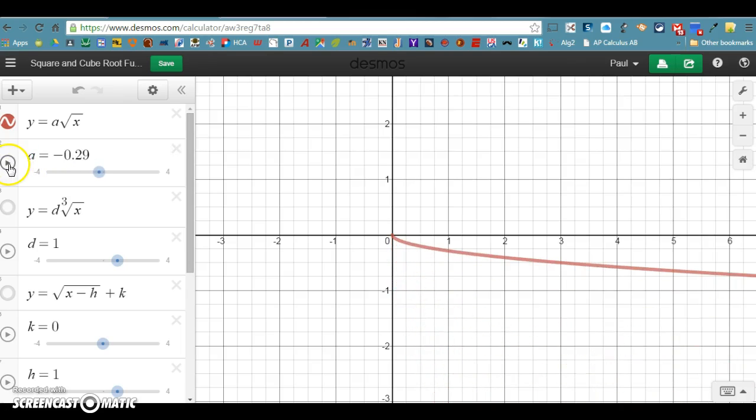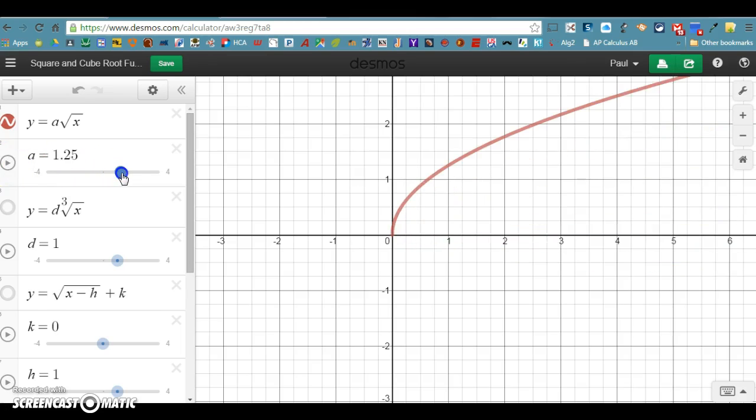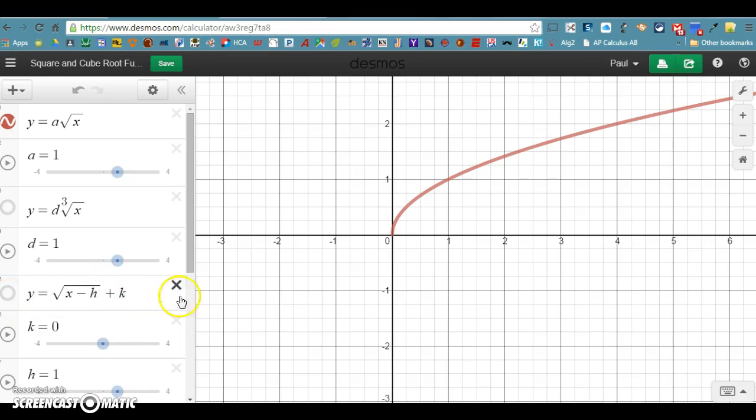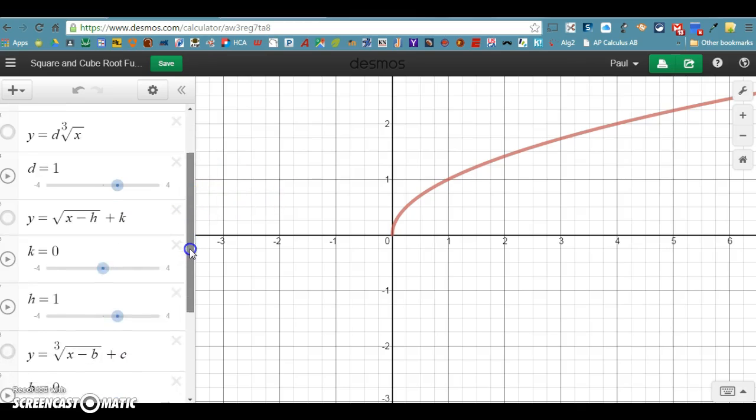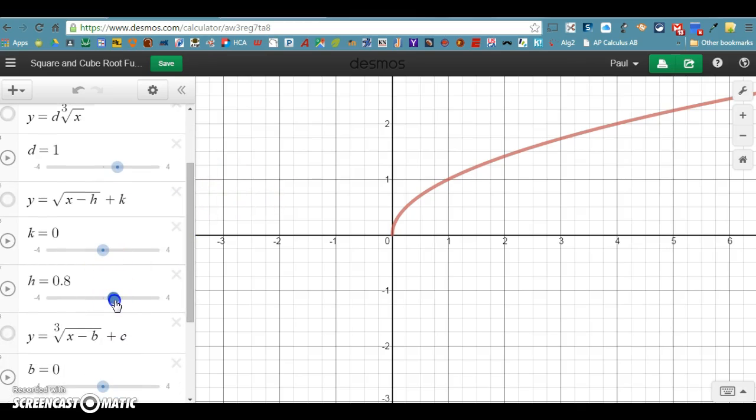Now, after we mess with this a little bit, we're going to put this back to 1, the initial value, just to see what it looks like. Down here, I have y equals the square root of x minus h, plus k. I'm going to set h equal to 0 and k equal to 0 right now. You'll notice I have two sides. h is inside the square root symbol, k is outside.